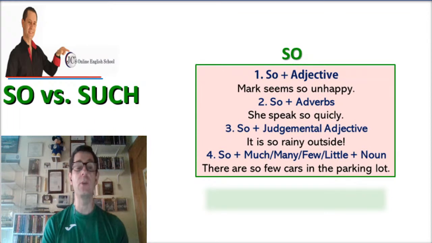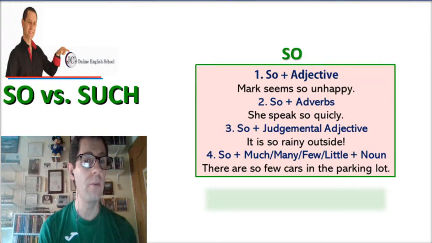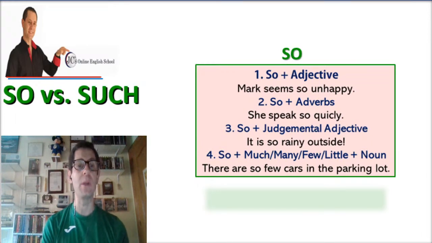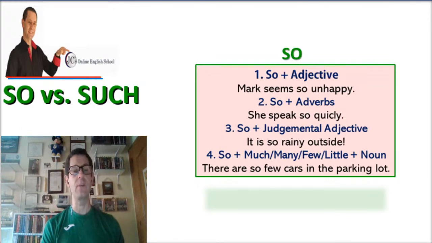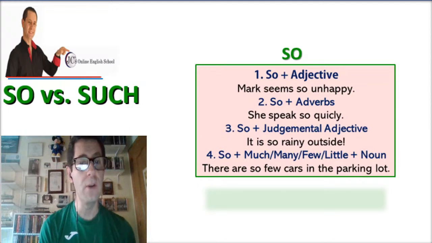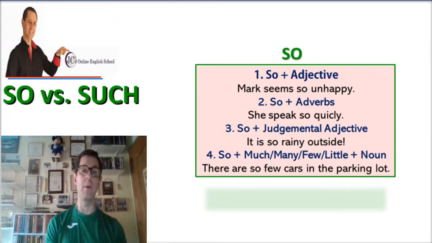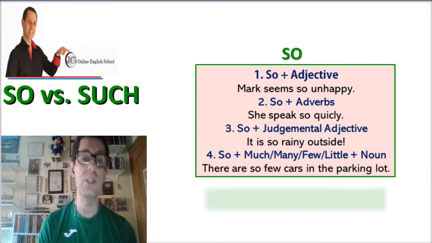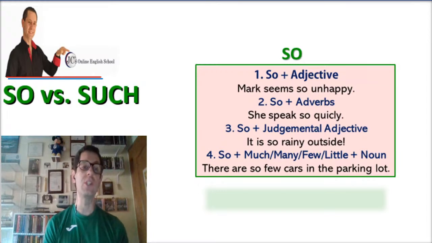So plus an adverb. You can also have so plus a judgmental adjective. It is so rainy outside. Yes, sir, it's so rainy. A judgmental adjective, in this case, the word rainy. And finally, you can have so plus much or many, few, a little, plus a noun. For example, you could say, there are so few cars in the parking lot, or in the parking area. So once again, so followed by an adjective, an adverb, a judgmental adjective, or much, many, few, little, plus a noun. Okay, that is in terms of so.